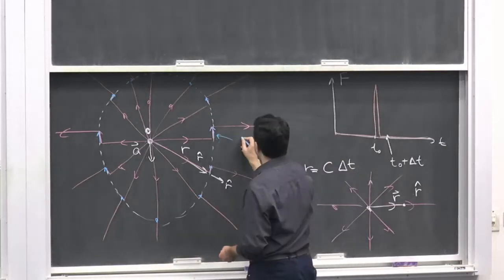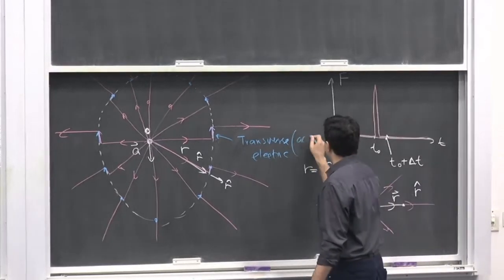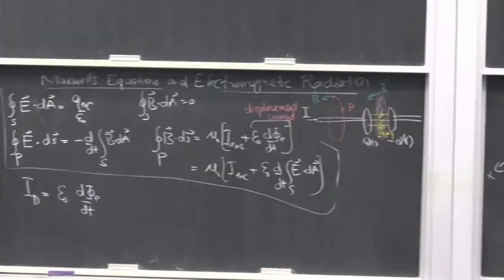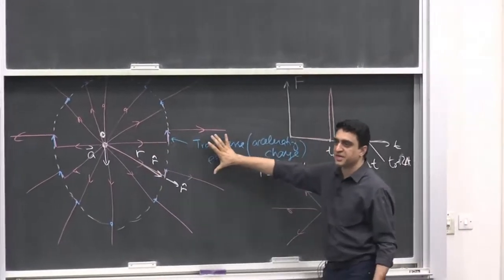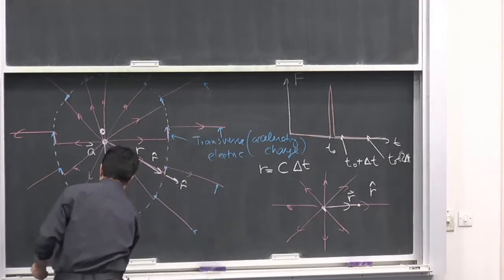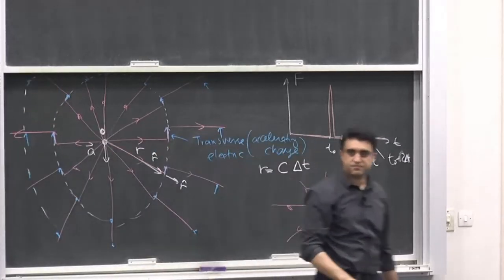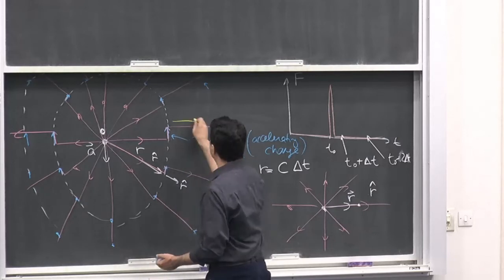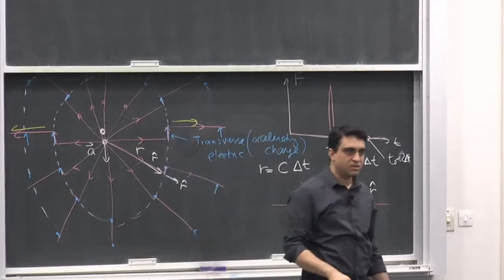So that's why this field, which is this one, is called a transverse electric field. And it is only formed if the charge is an accelerating charge. What should happen to this field pattern if I want to observe the field at an even later time, t0 plus 2 delta t?